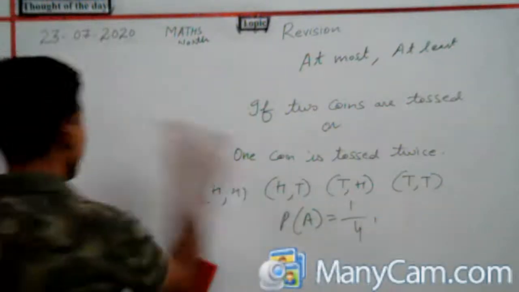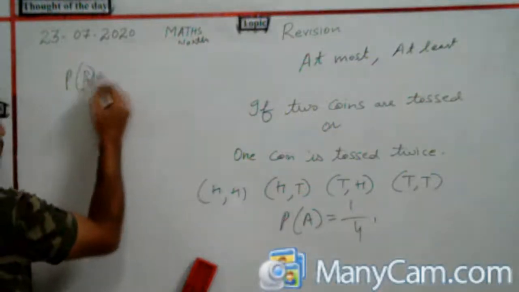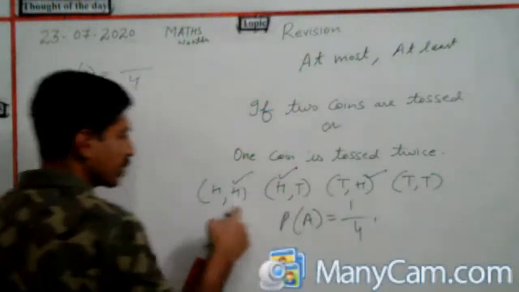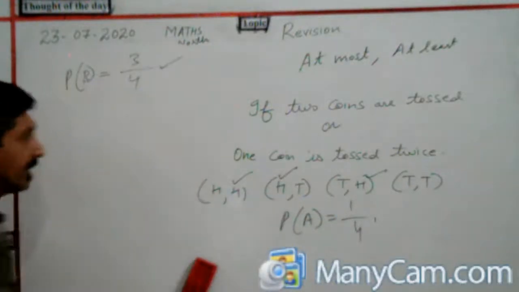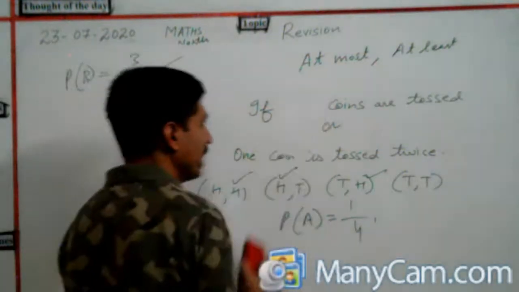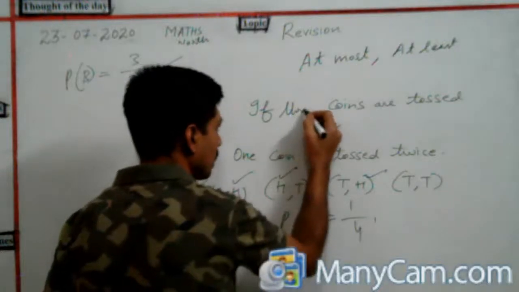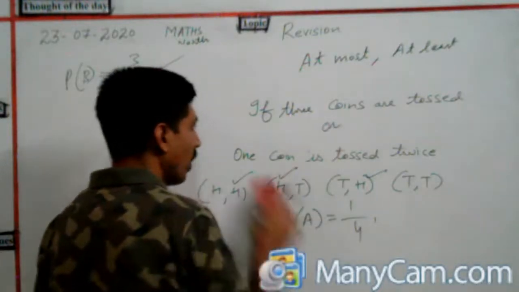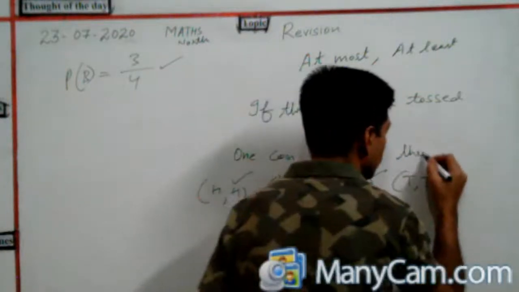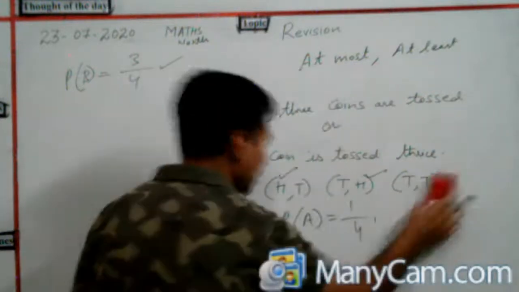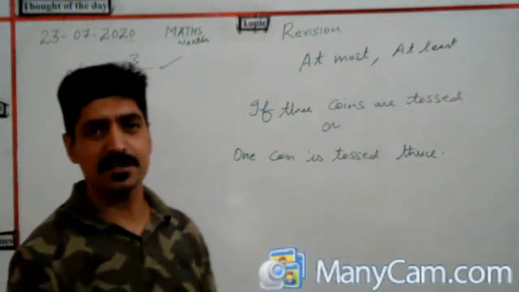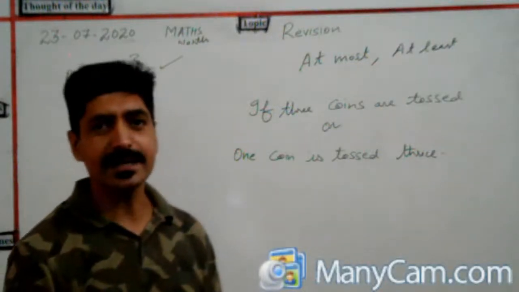So here the probability of the event B, one head is here, one head is here, and one head is also here. So that is 3 by 4, right? Same for 3 coins. If 3 coins are tossed, or one coin is tossed thrice, right? So what do we have as the sample space? We have 8 as a sample space.